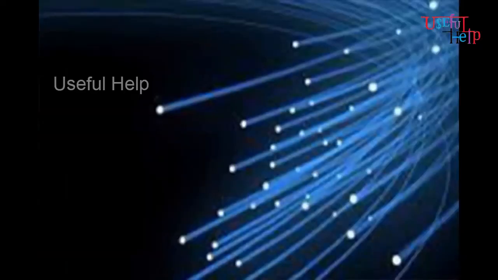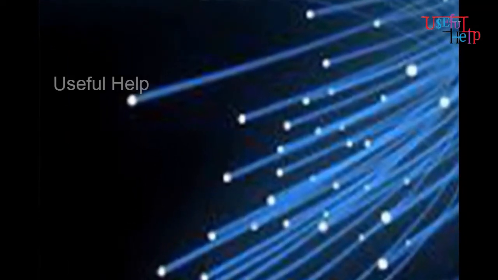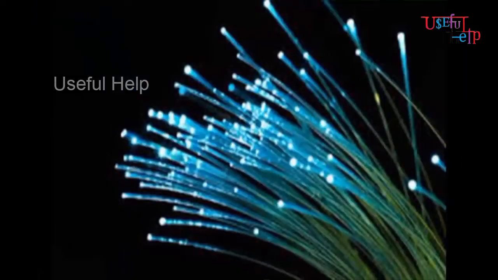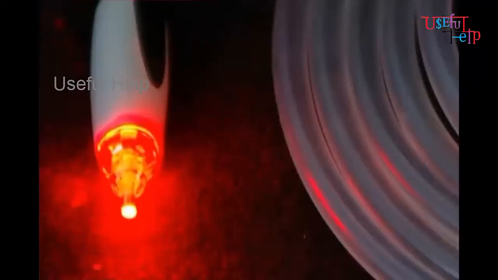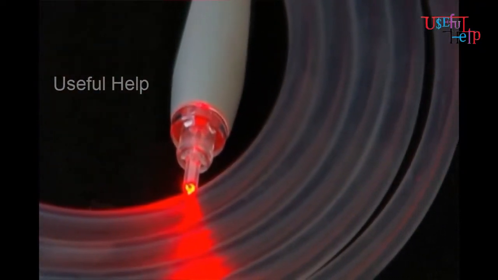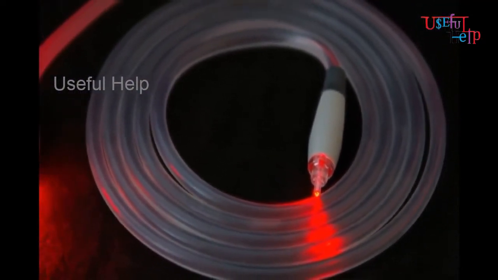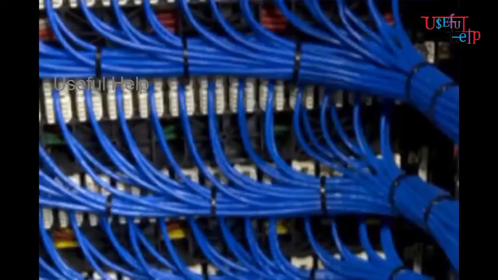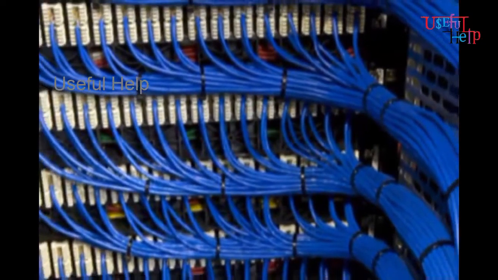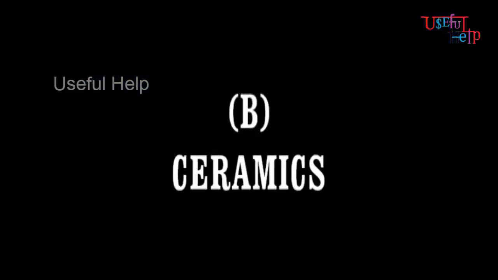Optical fiber. Optical fiber is a flexible, transparent fiber made up of very pure glass, not much wider than a human hair, that acts as a waveguide to transmit light between the two ends of the fiber. It is flexible and can be bundled as cables, so optical fiber can be used as a medium for telecommunication and networking.